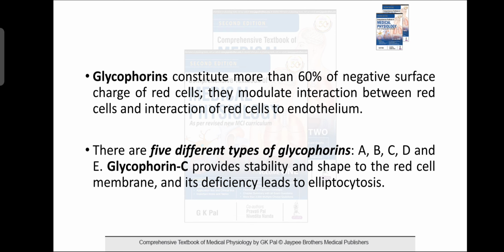Glycophorins constitute more than 60% of the negative surface charge of the RBC. They modulate interaction between RBCs and the interaction of RBCs with the endothelium. There are 5 different types of glycophorins: A, B, C, D and E. Glycophorin C provides stability and shape to the RBC membrane, and deficiency of glycophorin C produces ellipsocytosis.